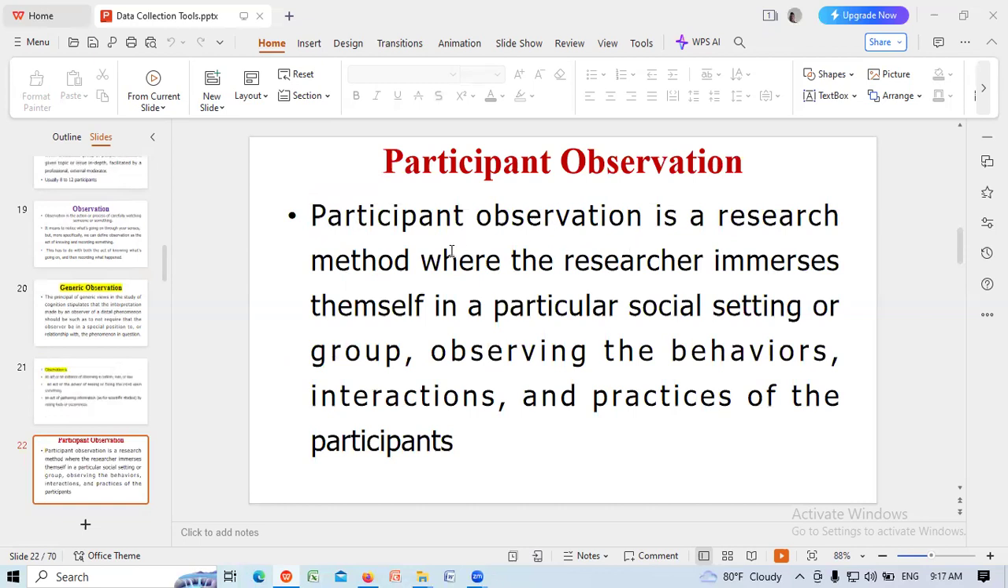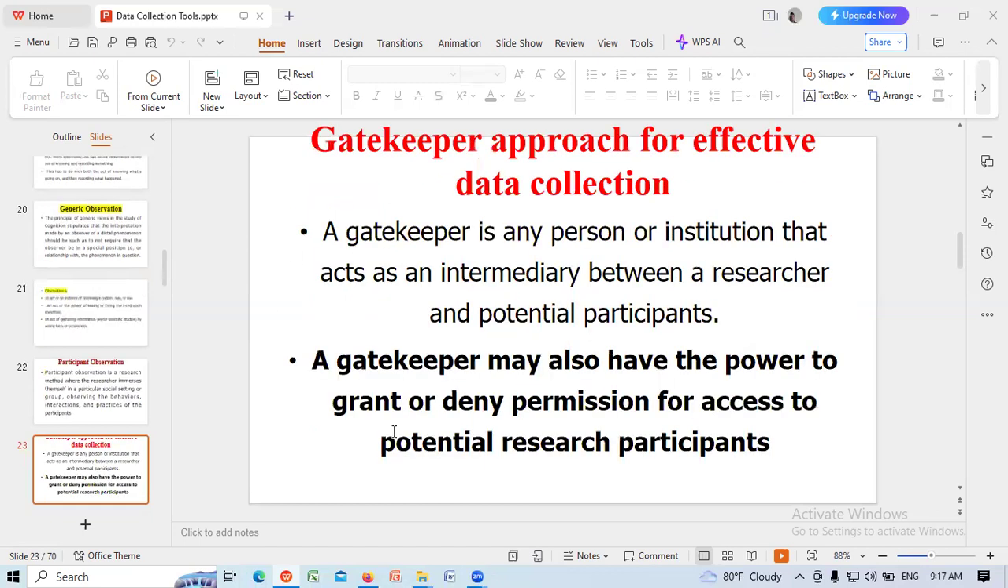Participant observation is the research method where the researcher immerses themselves in a particular social setting or group, observing the behaviors, interactions, and practices of the participants. Gatekeeper's approach of effective data collection.